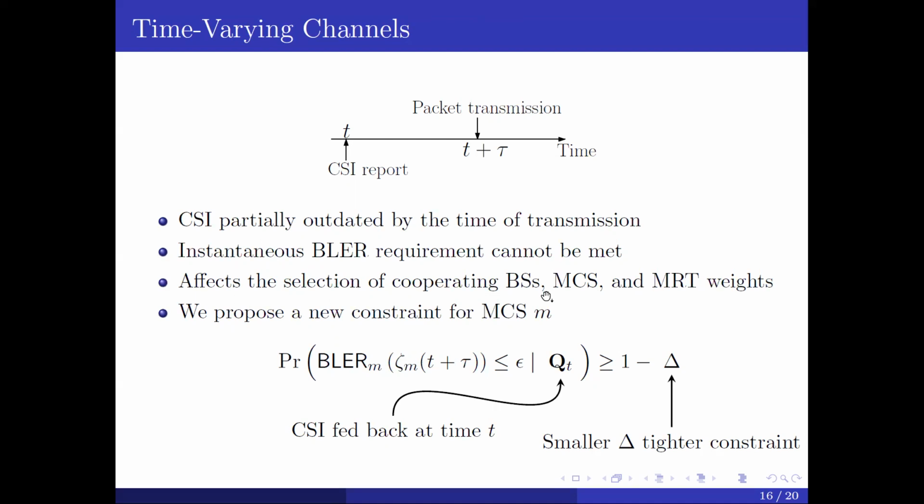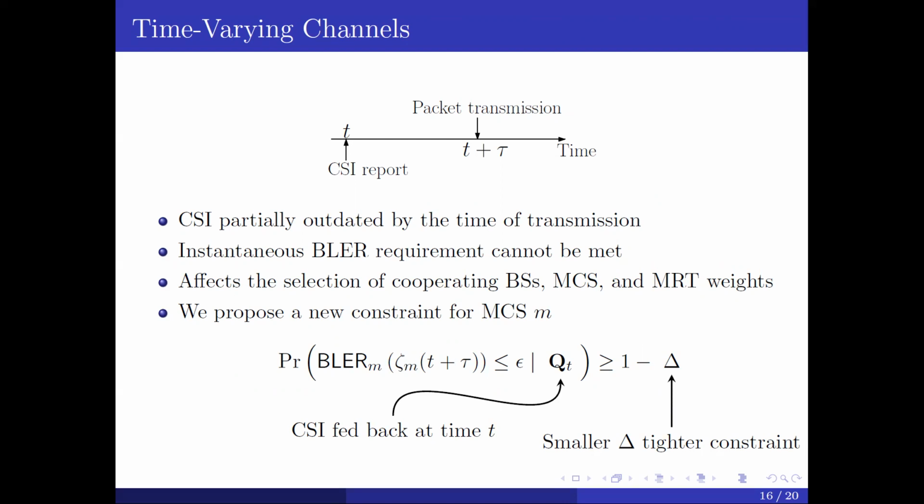So for this scenario, we propose a new constraint to select the MCS at the time of transmission. It is given by this expression: the probability that the block error rate of the MCS m at the time of transmission is less than or equal to epsilon naught, given the channel state information at time t. This probability should be greater than a threshold 1 minus delta. The smaller the value of delta, the tighter the constraint, and delta depends upon the use case.